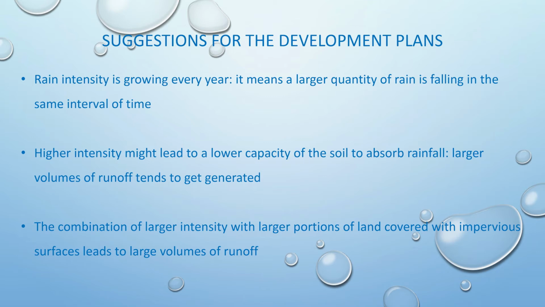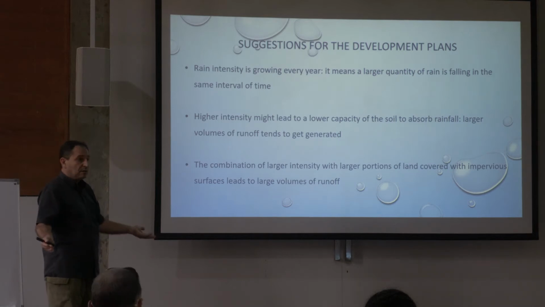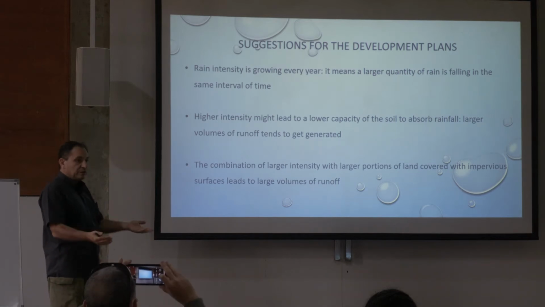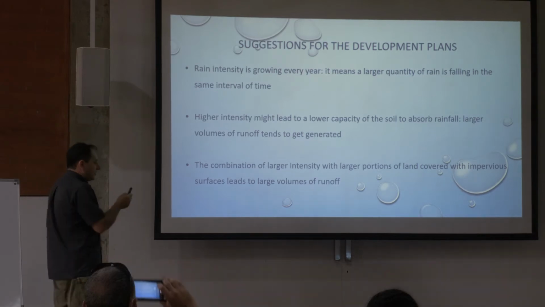So, my suggestions. Intensity is growing. More rain is falling in the same interval of time. Higher intensity, of course, will lead to a lower capacity of the soil to absorb rainfall. Larger volumes of runoff tend to get generated. Add the combination of larger intensity with larger portions of land covered with impervious surfaces, because we are building a city. So these two things have to be taken into account. This will create large volumes of runoff.